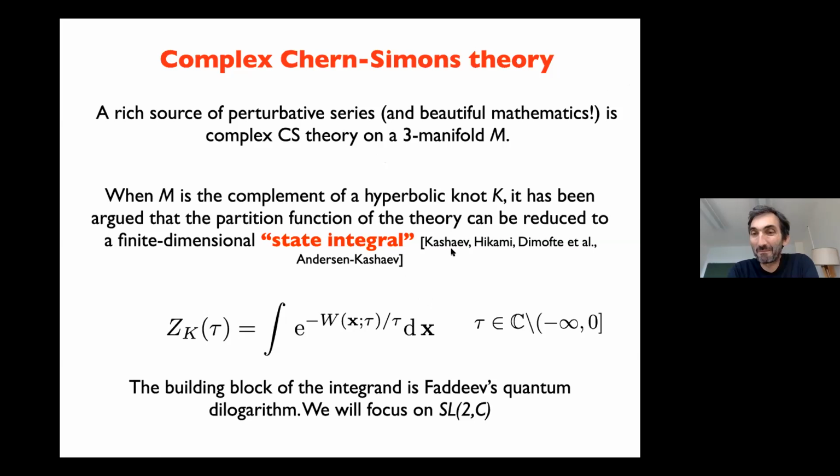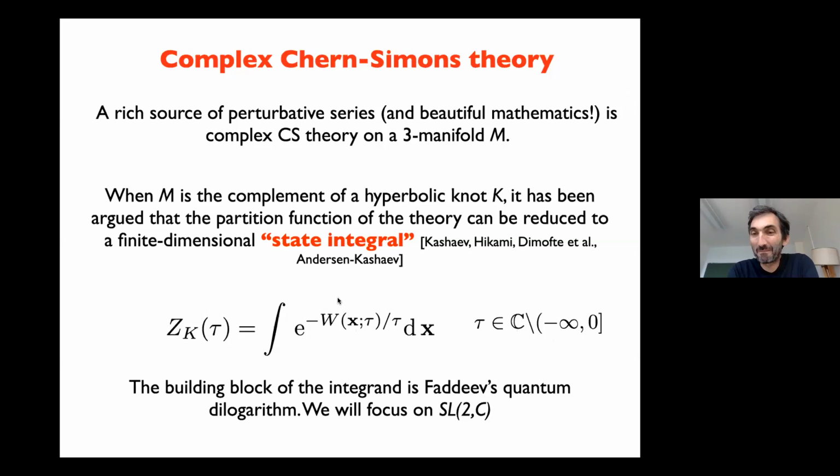This is work that goes back to Kashaev, Hikami, Dimofte, Gukov, Lenells, and Zagier, and it was put on very firm mathematical background by Andersen and Kashaev, who defined this theory in a completely rigorous way. What comes out of this theory is that the partition function of complex Chern-Simons theory on a 3-manifold M is a function of a coupling constant tau, which you can think of as an h bar. This is a complex coupling constant in general, so it is defined over the whole complex plane minus the negative axis. And you just have to integrate some relatively simple function. The building block for integrating this function is Faddeev's quantum dilogarithm.